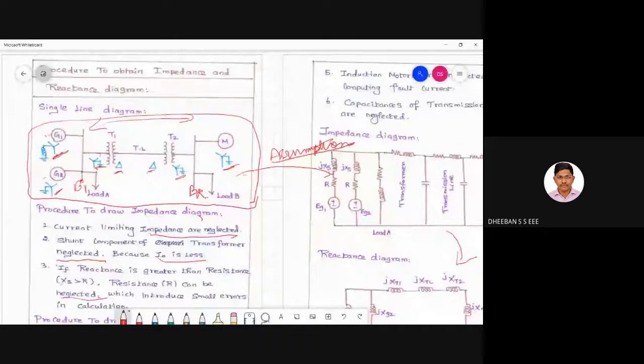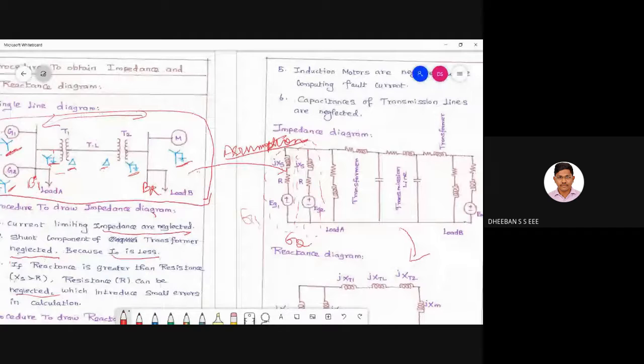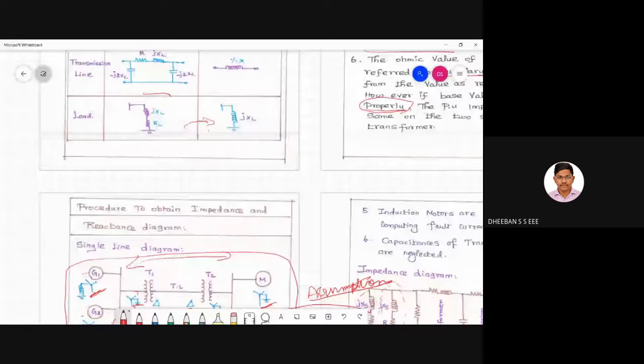So there are two generators. This component represents your first generator G1, and this represents your second generator G2. I hope you are able to understand. And after that, you'll be coming across a transformer, right? The equivalent circuit for the transformer will be this version.